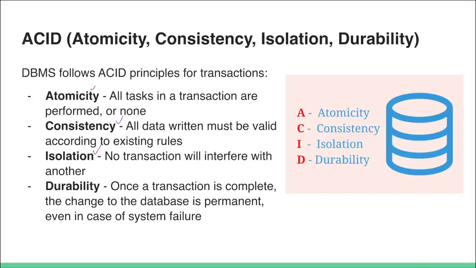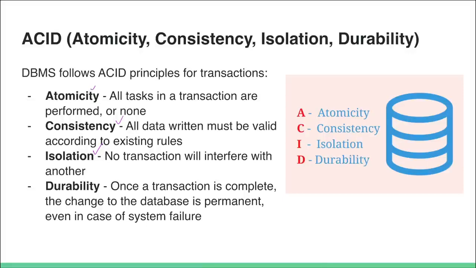Next, we have isolation. This means that no transactions are going to interfere with each other. So if we have multiple transactions running at the same time, they're not going to be really affecting each other. If anything, they're going to be conducted in sequence. So one transaction, then another transaction, then another transaction. But the point is, they're not going to run into each other while they're trying to commit their respective tasks or conduct their respective operations.